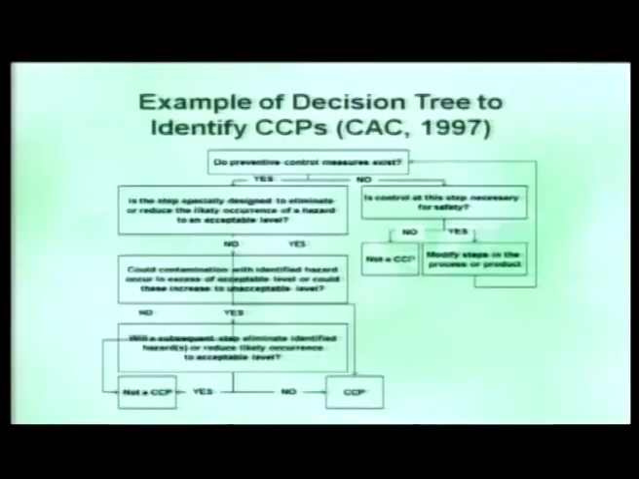In that case, we ask, will a subsequent step eliminate the identified hazard or reduce the likely occurrence to acceptable levels? If the answer is yes, that means there is another step in the process flow diagram which can help in reduction of this hazard. We will not make it a CCP. In case the answer is no, for example, if after cooking it actually goes into the plate of a consumer, then that means we need to consider this as a critical control point.